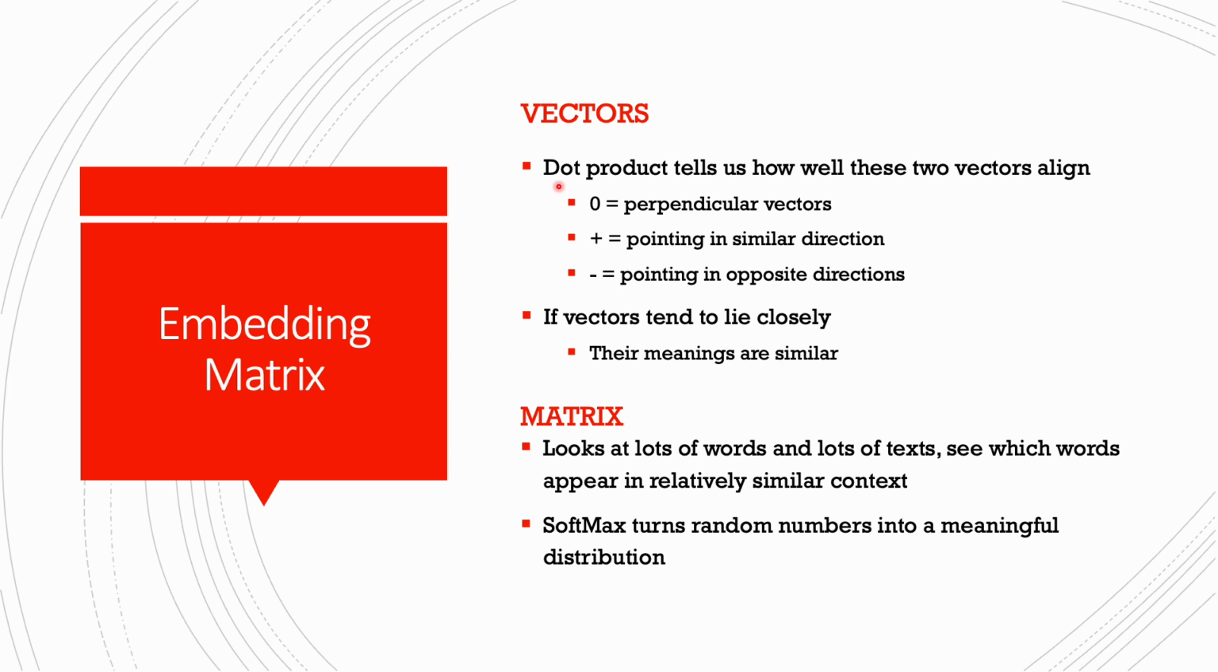And if the vectors also tend to be a little closer to each other, like they're almost on top of each other, then that means that they have similar meanings. So that is another tool to help the machine learn. And matrices have a whole bunch of words and texts, and again, we're using relative relationships to compare things, and softmax actually helps turn random numbers into some kind of meaningful distribution for the model to learn.